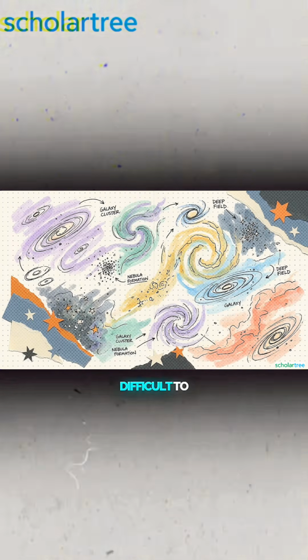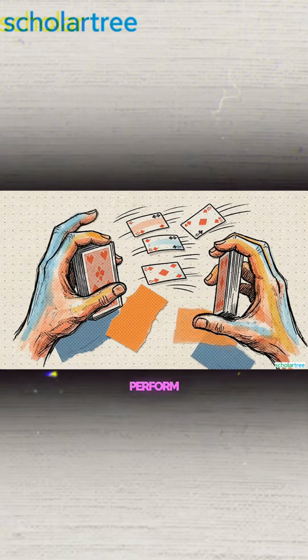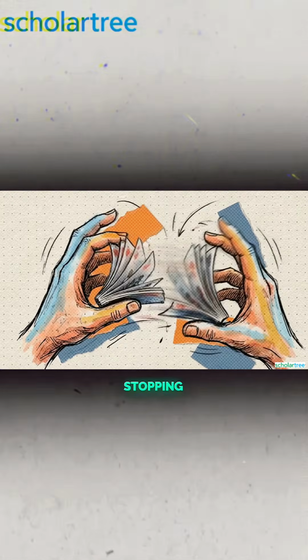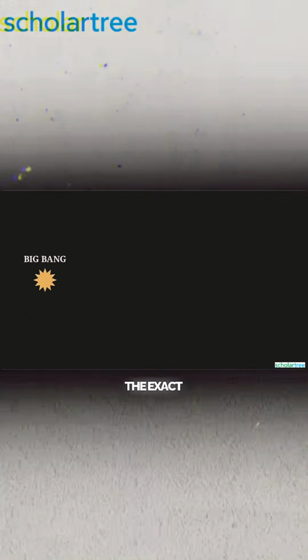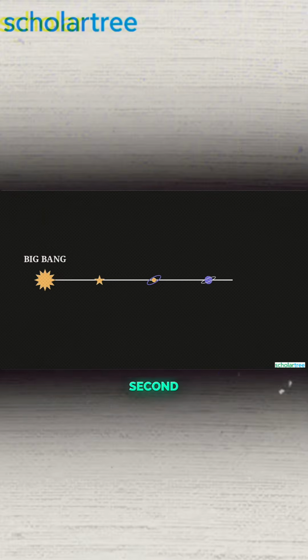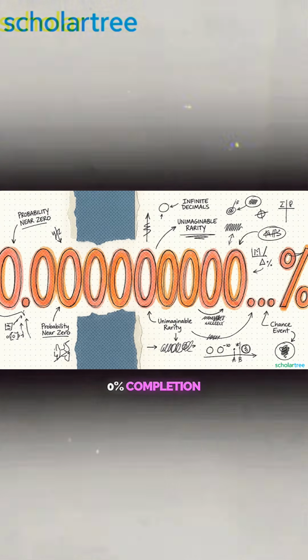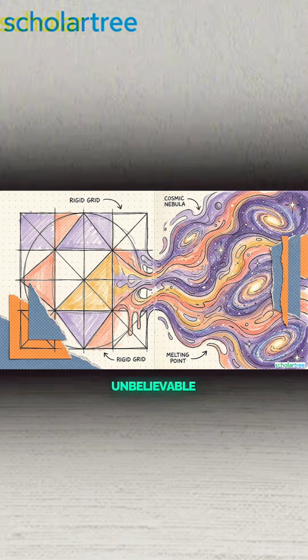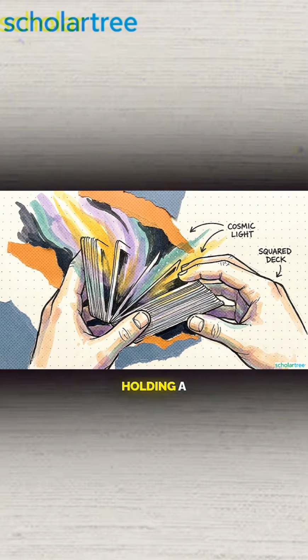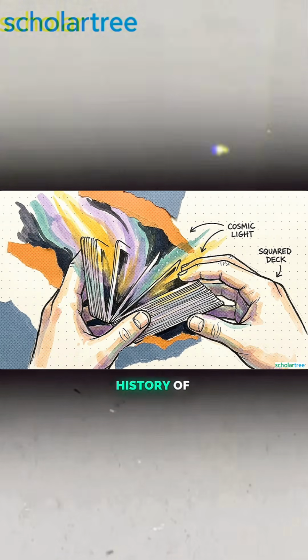Abstract numbers are difficult to visualize, but we can measure the weight of this calculation by looking at the history of the universe itself. Imagine an experiment where you perform one unique shuffle every single second, 24 hours a day, without ever stopping. If you had started this process at the exact moment of the Big Bang, billions of years ago, and continued until this very second, you would still be at essentially 0% completion. This intersection where objective math meets the unbelievable is what we call factorial madness. Every time you finish a shuffle, you are holding a sequence of cards that is unique to the history of the cosmos.